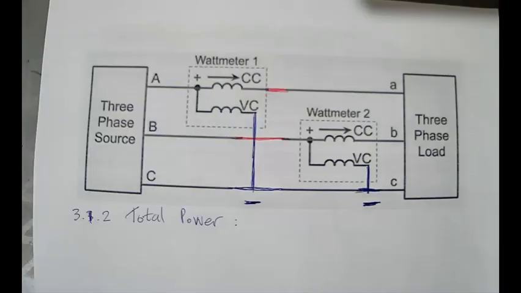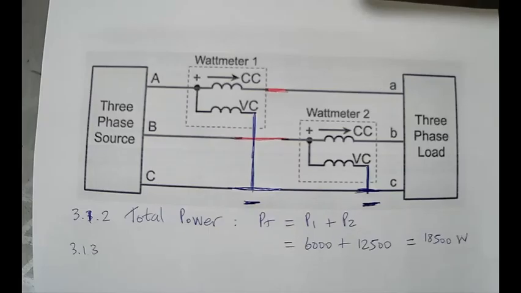Right, so the next question said calculate the total power. So remember, go back to the question on top. We had 2 powers there, power 1 and power 2, or wattmeter 1 plus wattmeter 2. You can write W1 and W2 in the formula. Substituting the 2 values that were there, we get 18,500 watts.